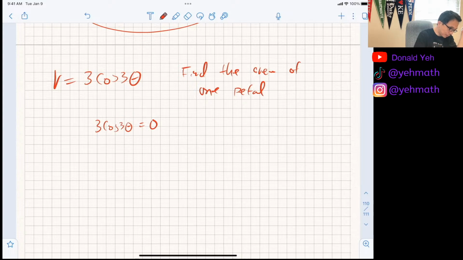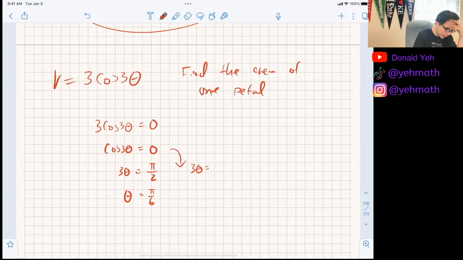So what happens is, I can say cosine of 3 theta is equal to 0 if I divide by 3 on both sides, right? When is cosine equal to 0? Pi over 2, or negative pi over 2, right? Yeah, those are the two values that it falls in between. That's the petal. So theta is equal to pi over 6. And then you can always do the other one. So 3 theta is equal to negative pi over 2, so that's equal to negative pi over 6.